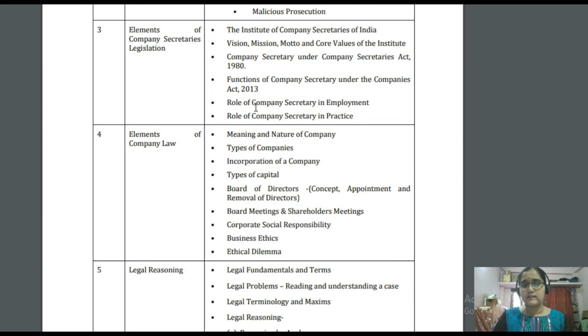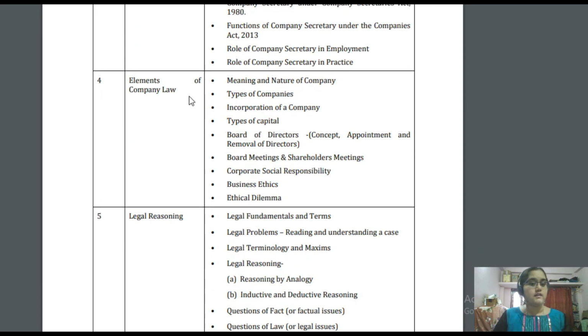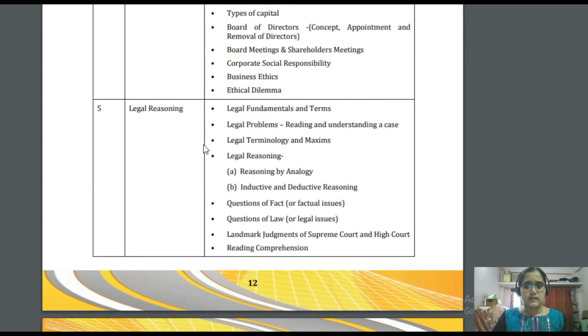And also, what is the role of a company secretary in employment? I share even that link in the description box. You can go through those videos also. Then also you have to study the elements of company law, you'll get that in that paper itself. And then legal reasoning. Legal reasoning will be quite new for the students, but because you're entering into the CS course, you must have a good idea of this.